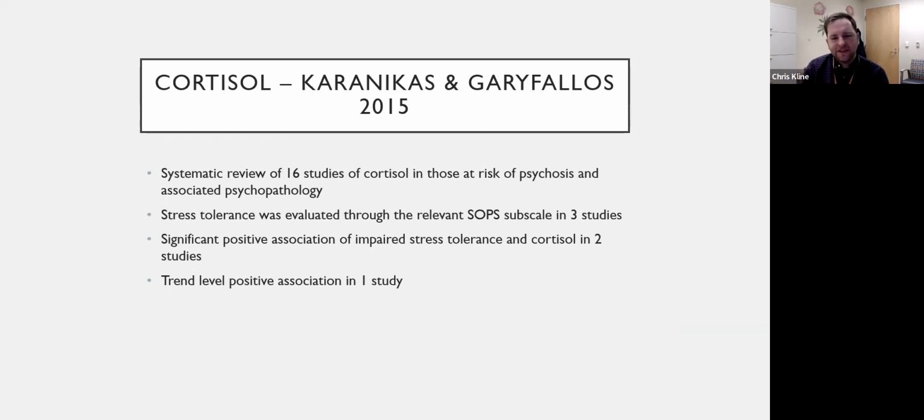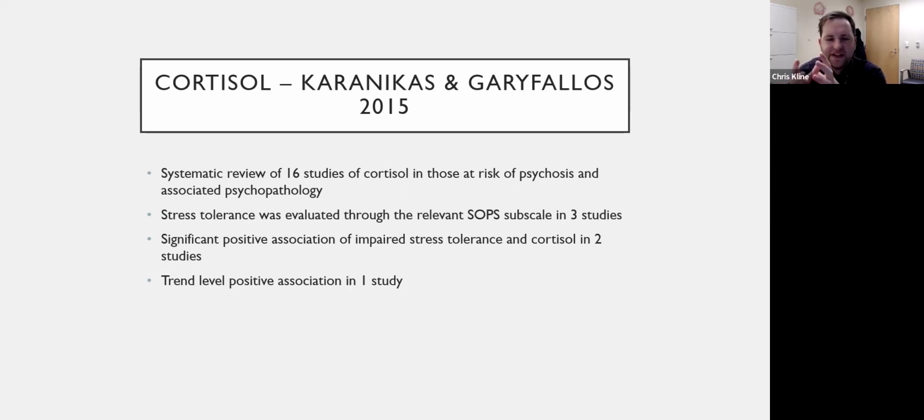I just want to include this slide on cortisol because there have been a lot of studies on stress hormones and schizophrenia. As I mentioned, baseline cortisol is generally found to be elevated. This was a systematic review that looked at studies of cortisol in a high-risk population to see if there are any associations with symptomatology encompassing positive symptoms, negative symptoms, depression, anxiety.